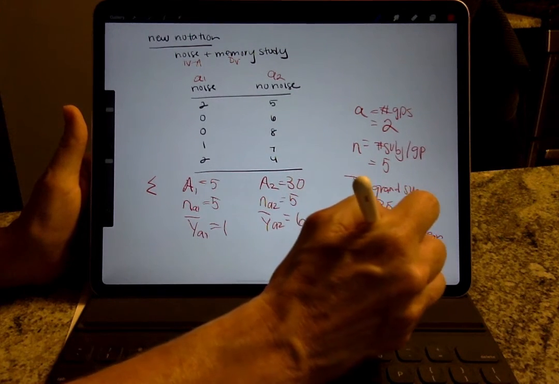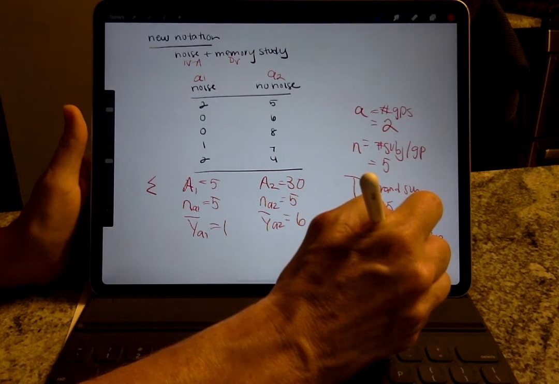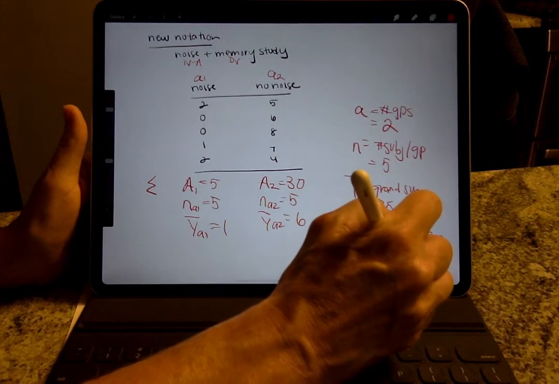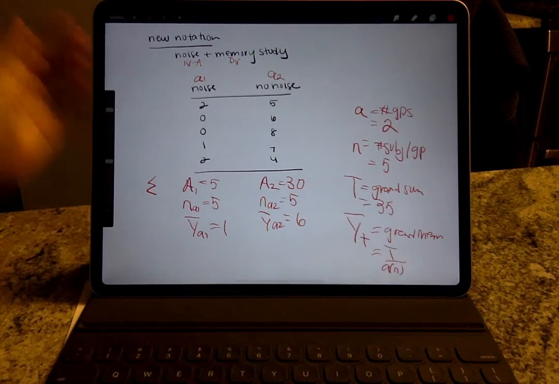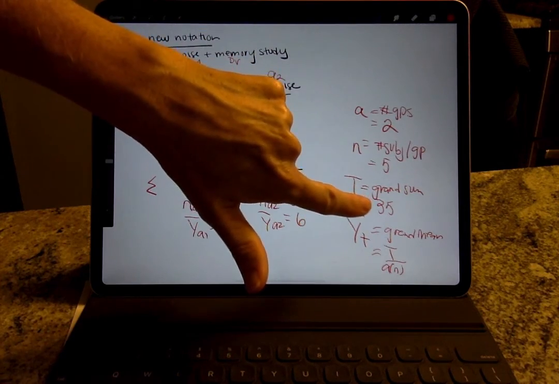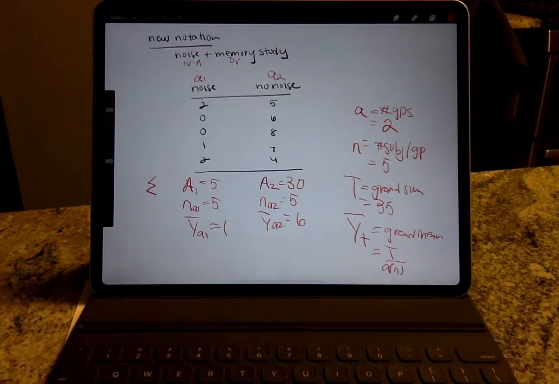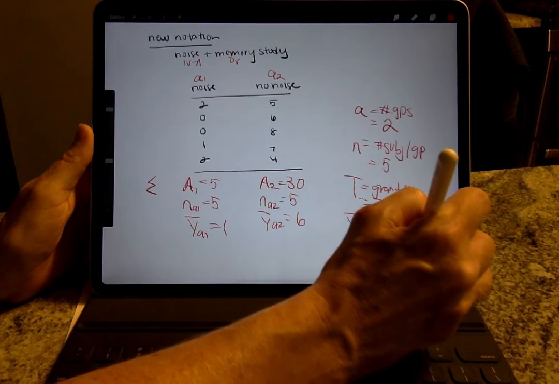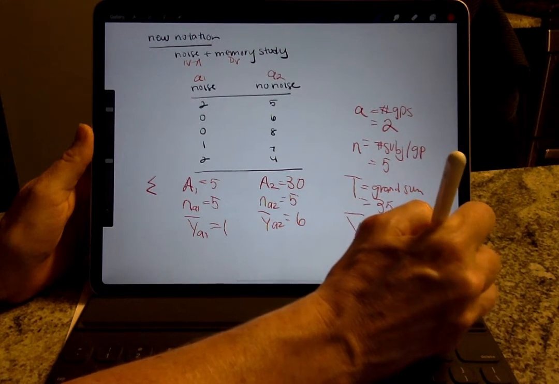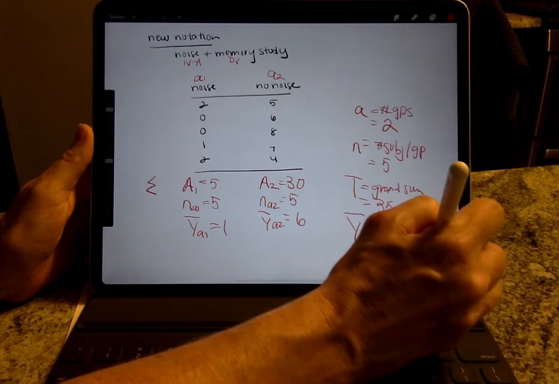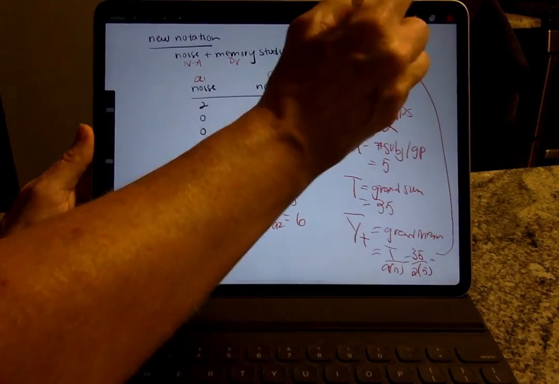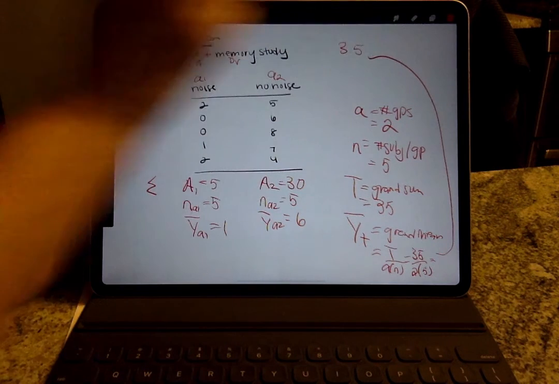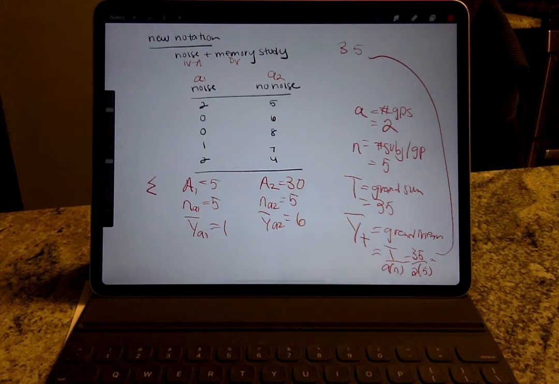For those of you that like formulas, the formula for the grand mean is T divided by little a times little n. So I'm running out of room here, but it's 35 divided by 2 times 5, which equals, I'm going to put it up here, 3.5.